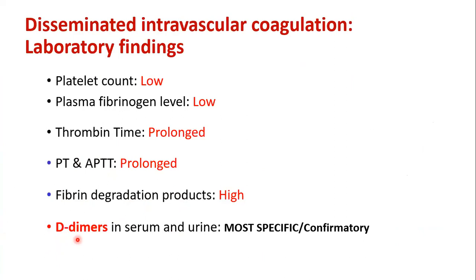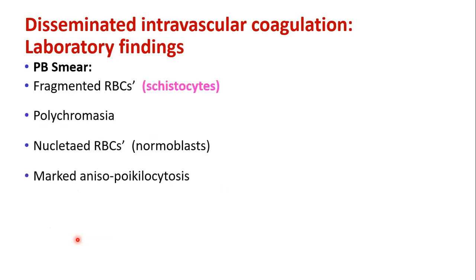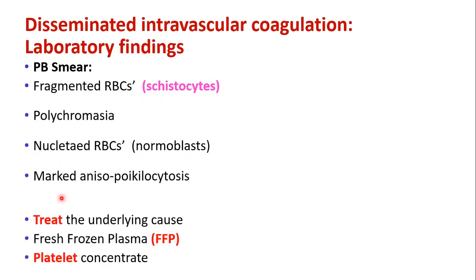They have done a lot of studies. Normal D dimer is 0.5, or 500 in international units, and anything more than 2 is dangerous. In China, in the initial days, there were people with D dimer values of more than 10. The peripheral smear will show schistocytes. Schistocytes are fragmented RBCs, with polychromasia because of hemolysis, nucleated RBCs like normoblasts, and anisopoikilocytosis seen here.